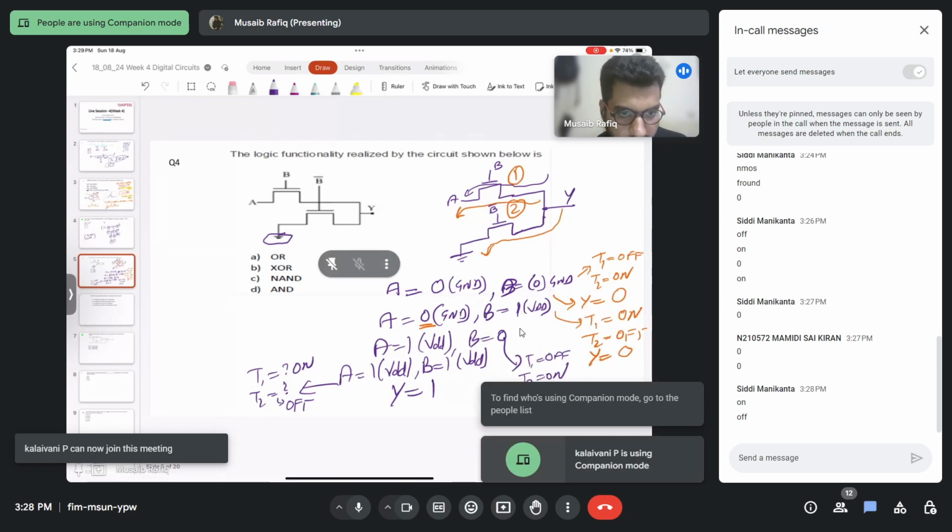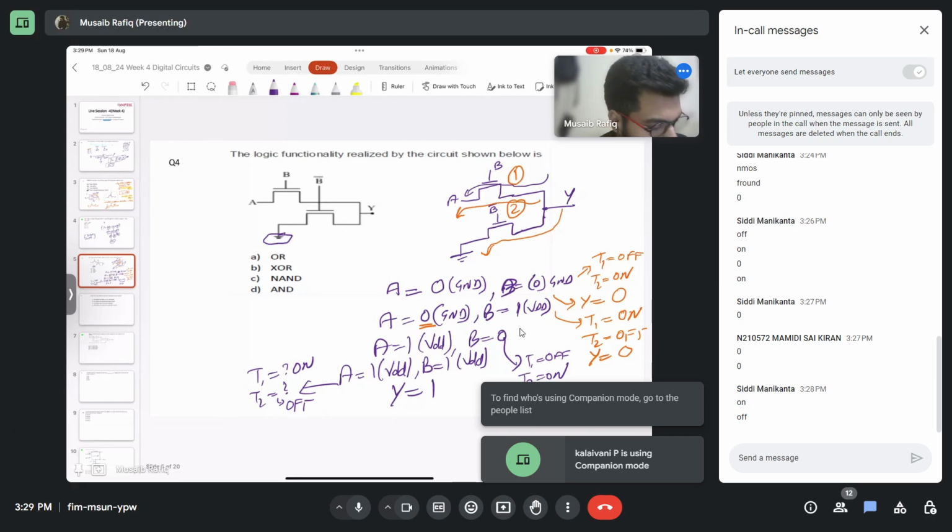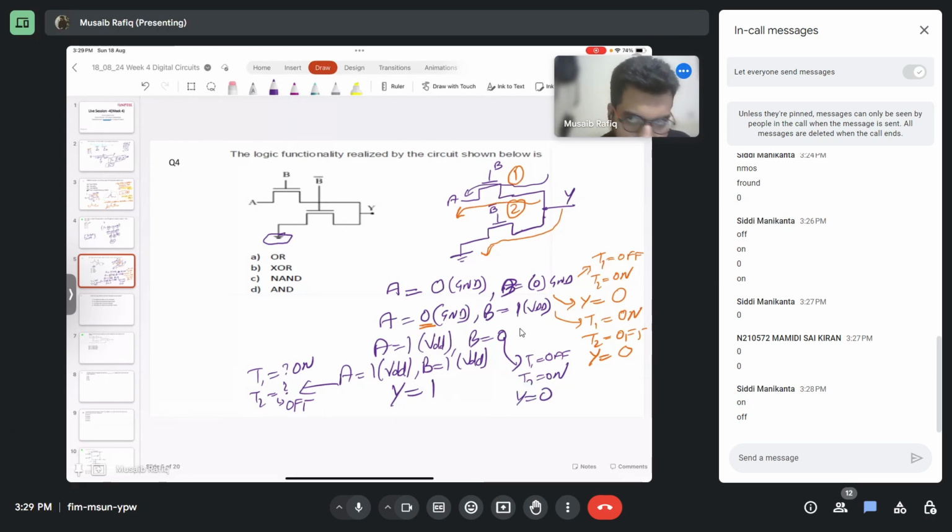So after 4 cases, someone is using companion mode. Kindly stop it. I don't know what difference it makes.